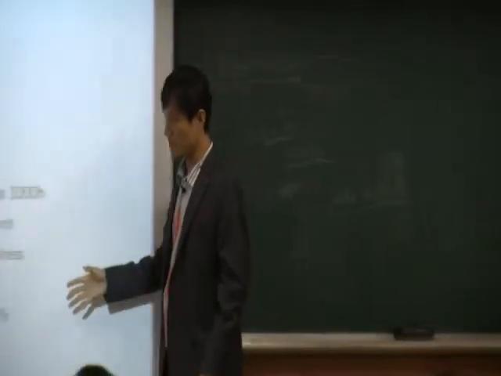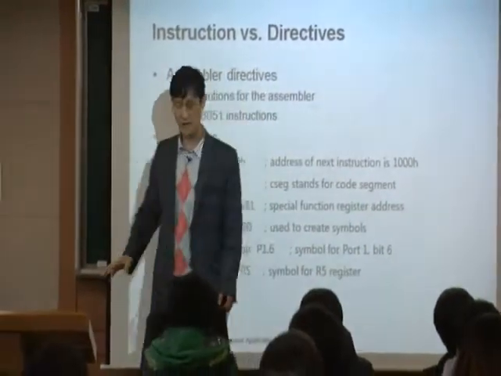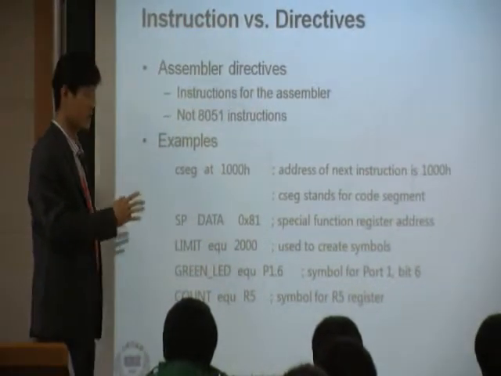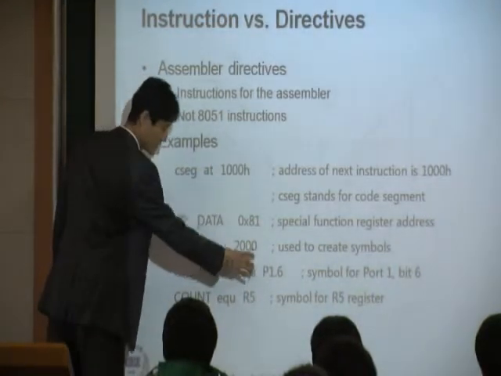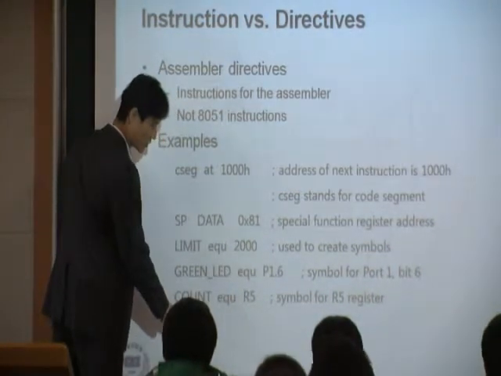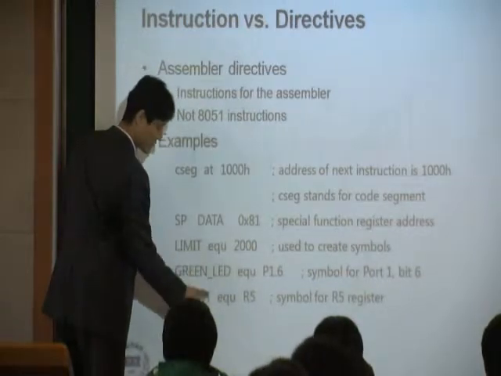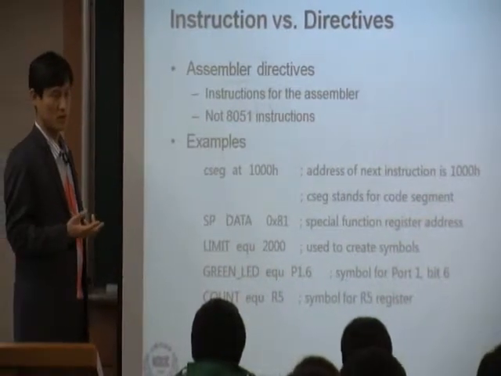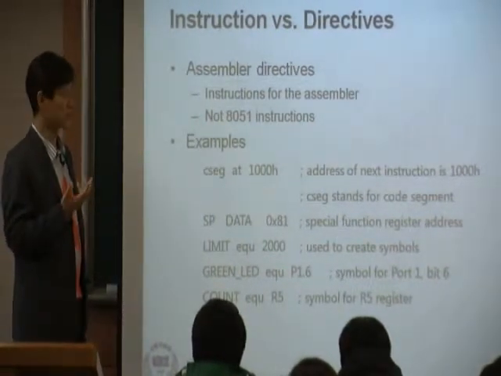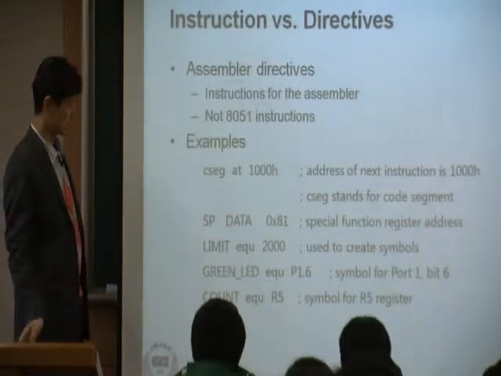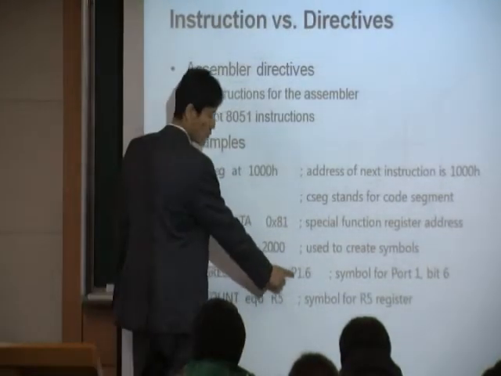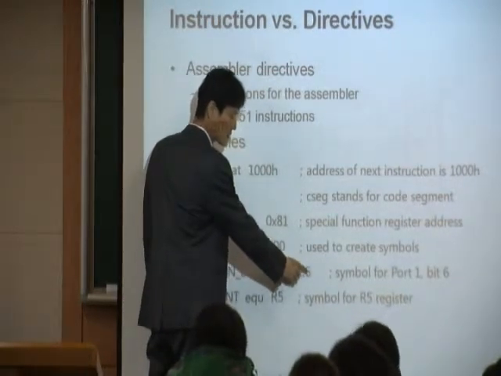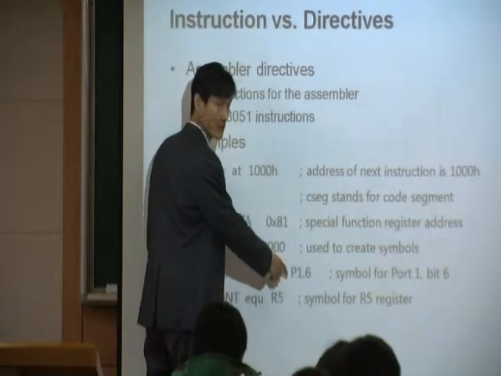Same reason here. You have equal and define a variable. In this case, it's a constant. It's not a variable, actually. You define a constant like this. And later in your code, you don't want to use this number. You use this name. That's more readable code. Readability is very important when you write code. So that's one of the reasons. P 1.6. P1 is what? Port 1. Dot 6 means bit 6.